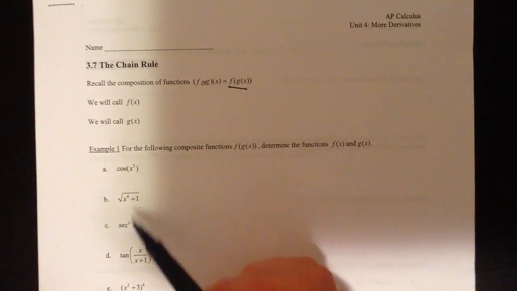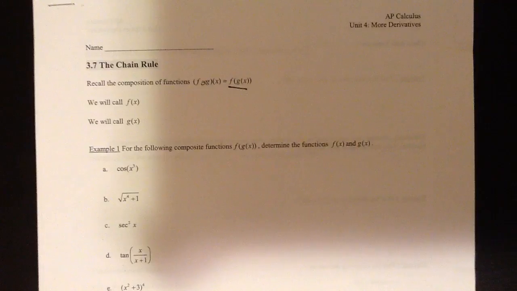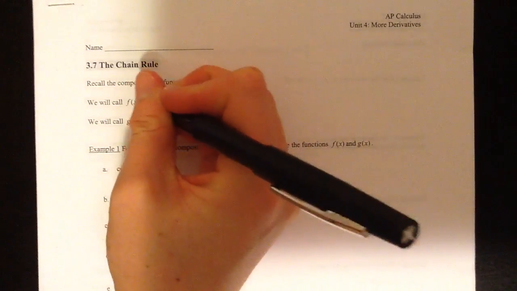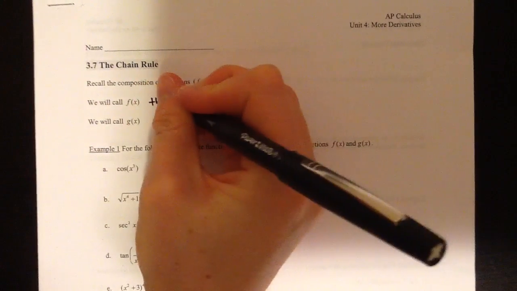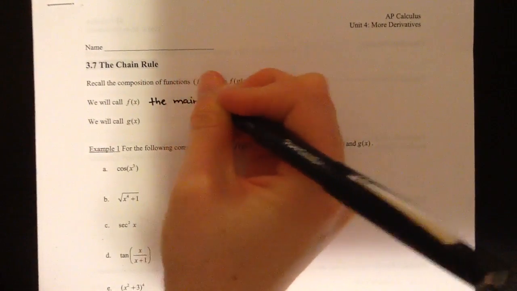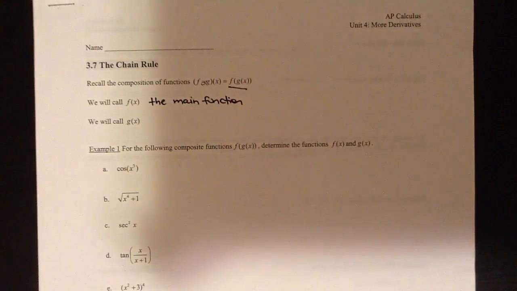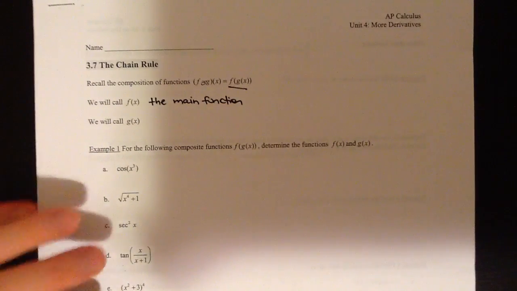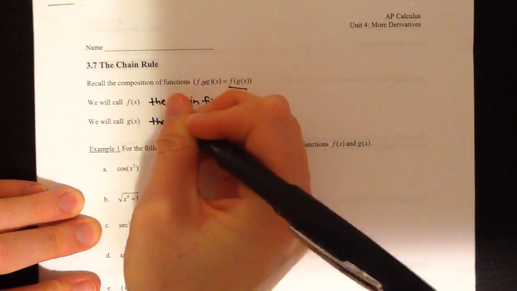So all of these examples down here, in example 1, are all examples of composite functions, like one function plugged into another function. So we will call f of x the main function. We will also call it the outside function. So either the main function or the outside function. And then g of x, whatever got plugged in instead of just an x, we will call the nested function.